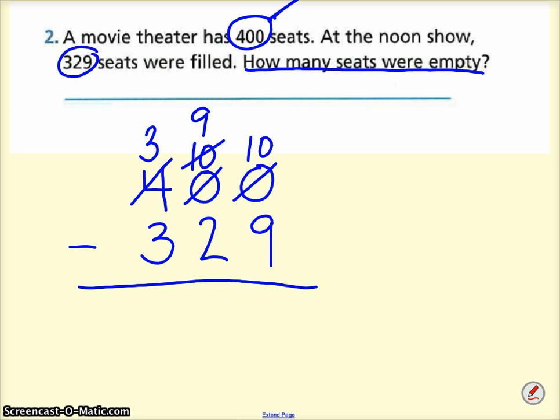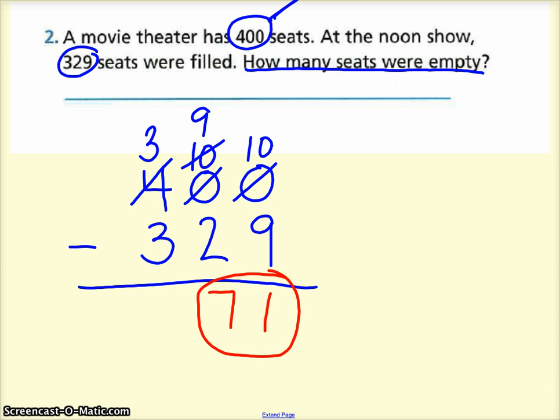I can take 9 away from 10. That's going to leave 1 ones cube. I move into the tens place. I have 9. I need to take 2 away. I'm able to solve that. That would leave 7 sticks left. Now I move to the hundreds place and I have 300 minus 300. That is going to leave me with 0 hundreds. So we have 71 empty seats in the movie theater.